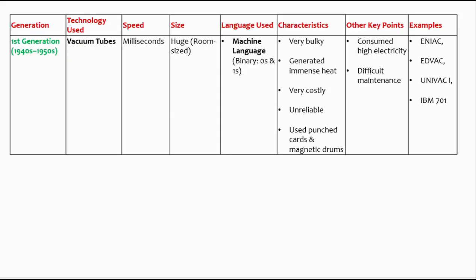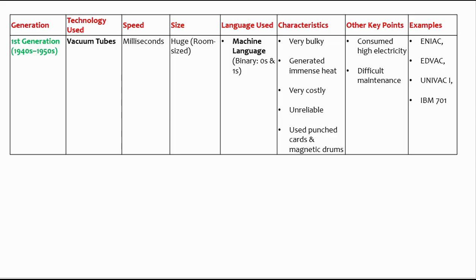Starting with the first generation of computers from 1940s till 1950s. The first generation of computers used vacuum tubes, which were large glass tubes used to control electricity and perform calculations. Because vacuum tubes produced a lot of heat, these computers became very hot and required special air conditioning. Their speed was extremely slow, measured in milliseconds, that is 1,000th of a second. They were so huge that they occupied an entire room.